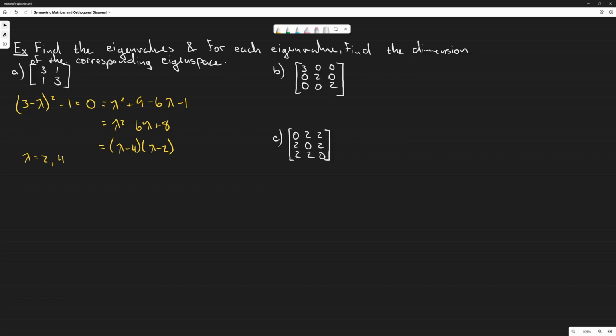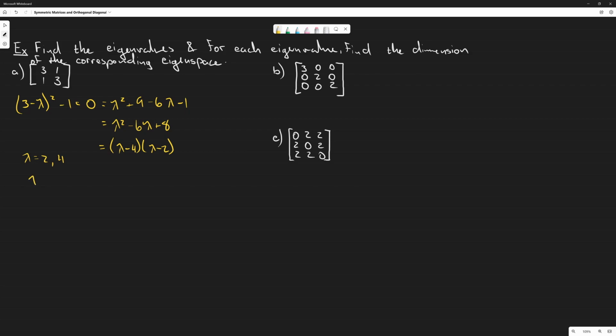To find our eigenspace, well, that is just the dimension of the eigenspace. What it's basically asking is how many eigenvectors does each eigenvalue have. Because here we have two distinct eigenvalues in this 2x2 matrix, that is the maximum number of eigenvectors that we can have. So each eigenvalue has its own eigenvector. That means the dimension of the eigenspace for each eigenvalue is 1.